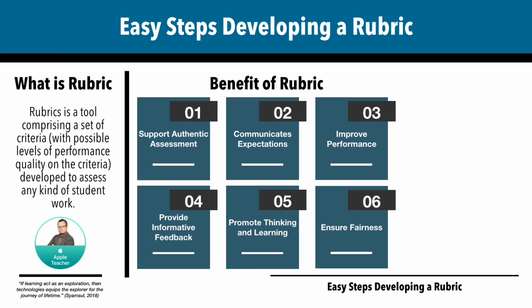While conducting an alternative assessment, rubrics play an important role. So we need to understand the benefits of rubrics. Point number 1, the use of rubrics supports authentic assessment by communicating the expectation to improve the learner's performance. How to improve the performance of learners? By providing informative feedback and ensuring that we promote thinking and learning in our process. The use of rubrics is actually not only to grade the students but also to ensure fairness in assessment.